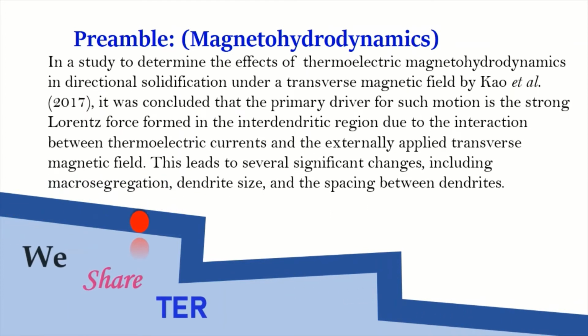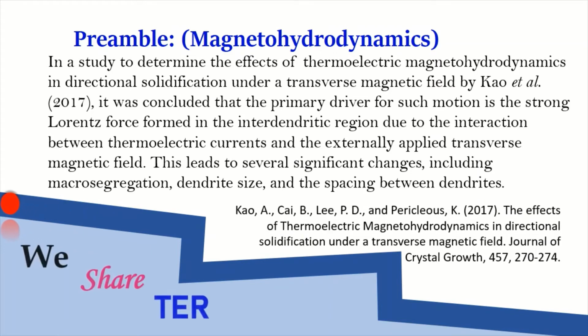In a study to determine the effects of thermoelectric magnetohydrodynamics in directional solidification under a transverse magnetic field by some scholars in the year 2017, it was concluded that the primary driver for such motion is the strong Lorentz force formed in the interdendritic region due to the interaction between thermoelectric currents and the externally applied transverse magnetic field. This leads to several significant changes, including macro segregation, dendrite size, and the spacing between dendrites.